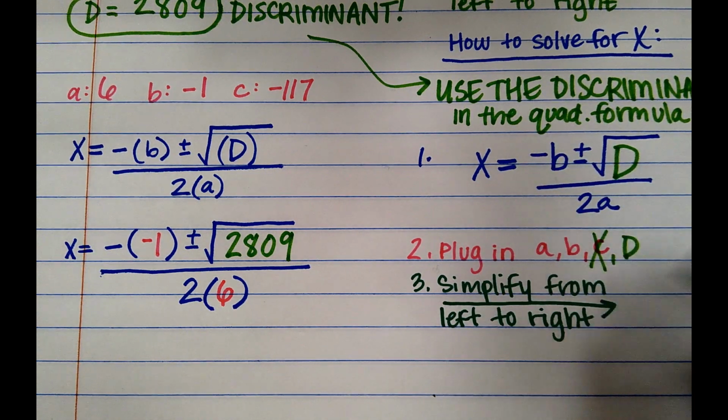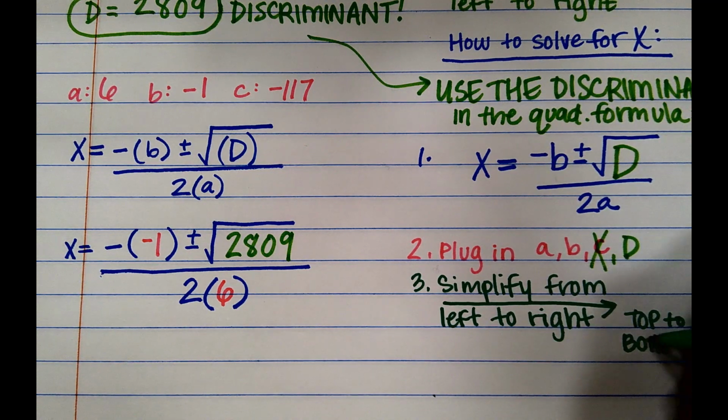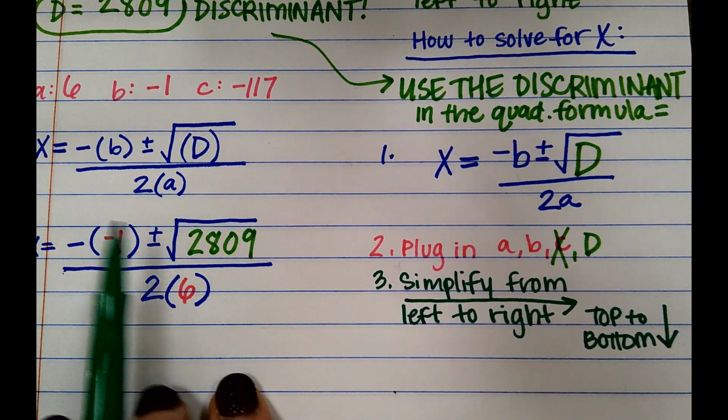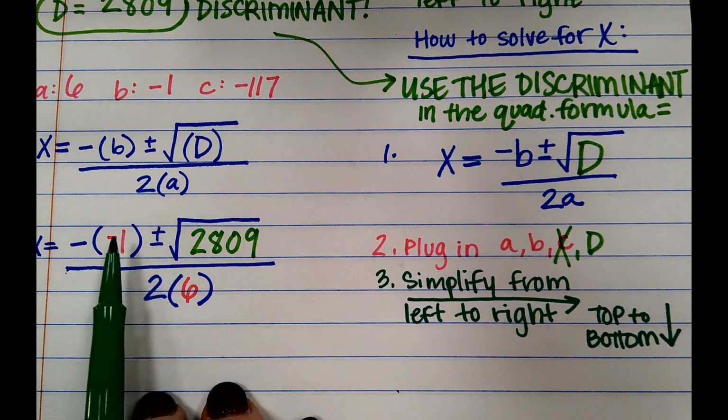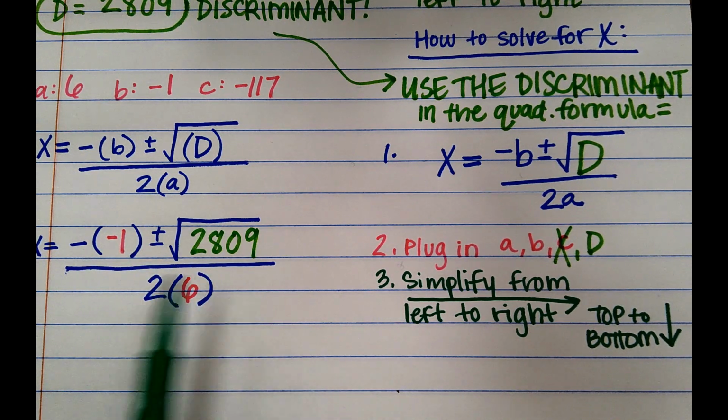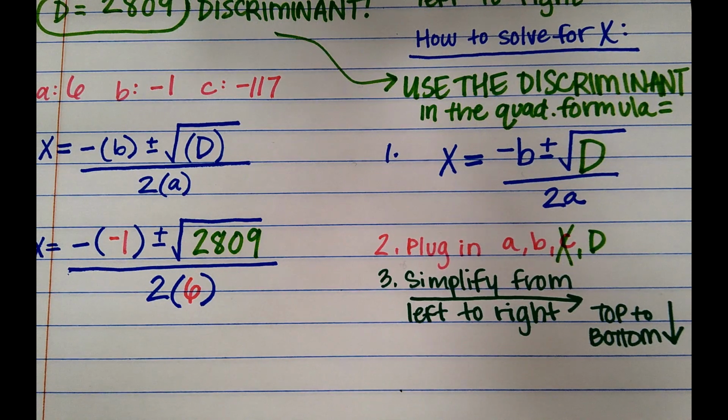Simplify from left to right, top to bottom. What I mean by that is we'll start on the top of the fraction and we'll simplify these two items, and then we'll do the bottom. Or, some of you probably do it all at once, and if you don't, that's okay too.